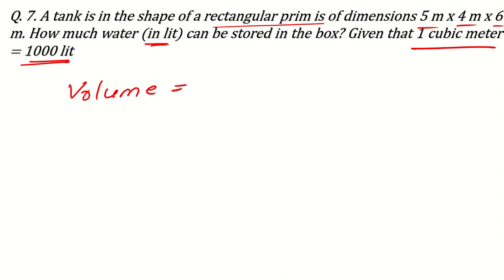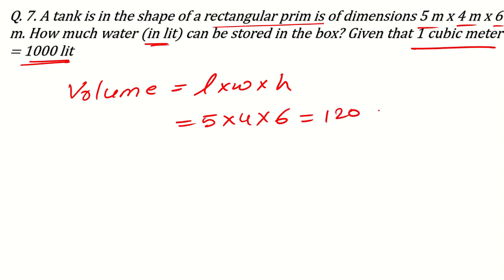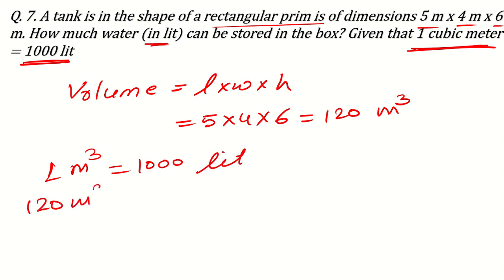Why? Because water is stored inside, means it deals with the capacity of the box, and capacity means volume. So its formula is length multiply width multiply height, means 5 multiply 4 multiply 6. 5 multiply 4, 20, 20 multiply 6, 120 meter cube. Now 1 cubic meter is equal to 1000 liter. So 120 cubic meter will be equal to what? 120 multiplied by 1000.